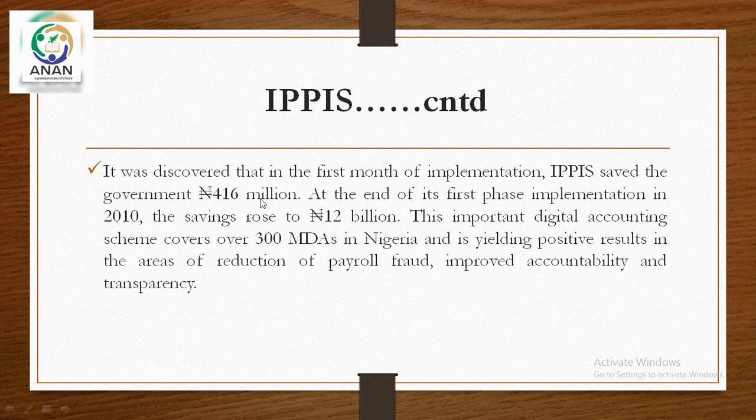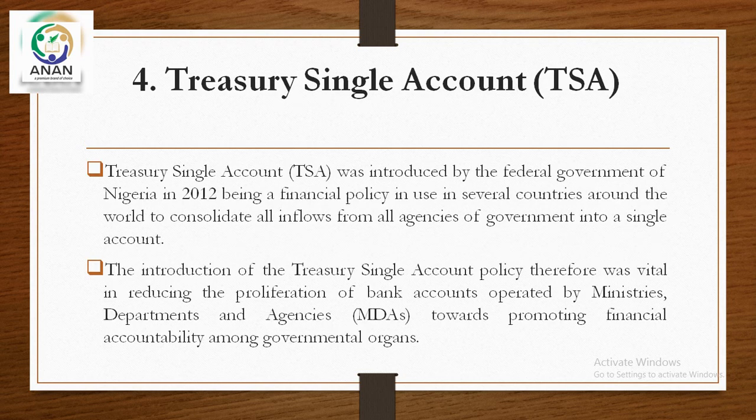Now, there was a discovery due to the implementation of this policy. It was discovered that in the first month of implementation, IPPS saved the government 416 million naira. At the end of its first phase implementation in 2010, the savings rose to 12 billion naira. This important digital accounting scheme covers over 300 MDAs in Nigeria and is yielding positive results in the areas of reduction of payroll fraud, improved accountability and transparency.